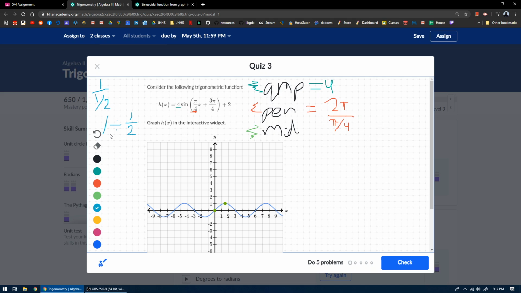So just think about this. I'm dividing 1 by 1/2. Division means how many times does 1/2 go into 1? Well, 1/2 plus another half is 1, right? 1/2 plus 1/2, that's just 1. A half plus a half is a whole. So how many times does 1/2 go into 1? 2 times. My answer is 2.